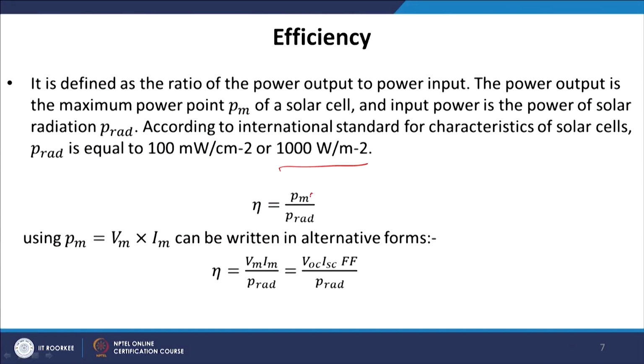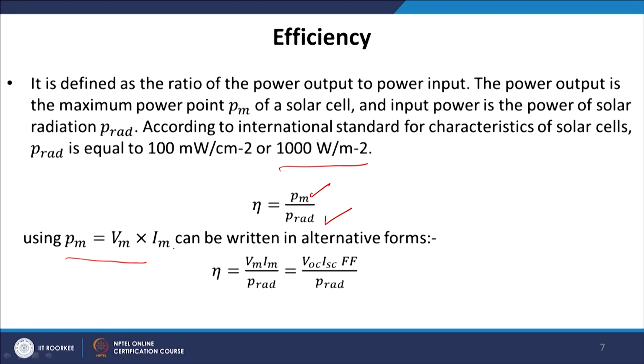So eta, or the efficiency of a solar cell, is defined as the maximum power divided by the input power, which is nothing but the P solar radiation. Now, what is Pm? Pm is Vm times Im, that is, the maximum voltage times the maximum current.